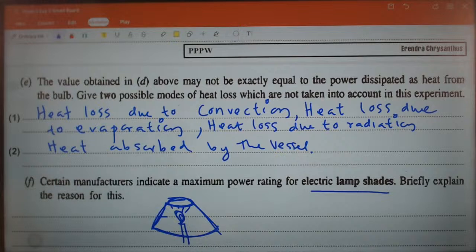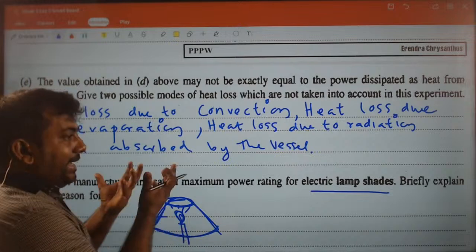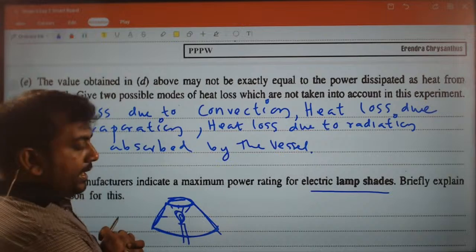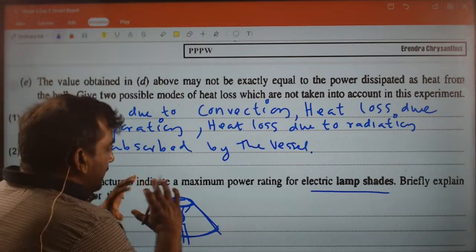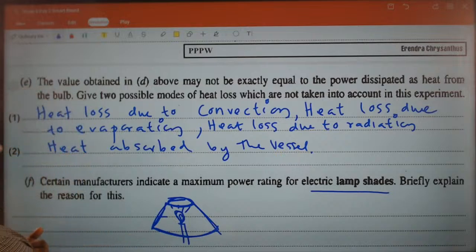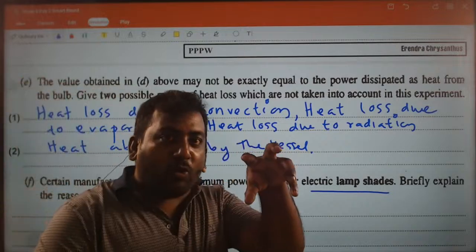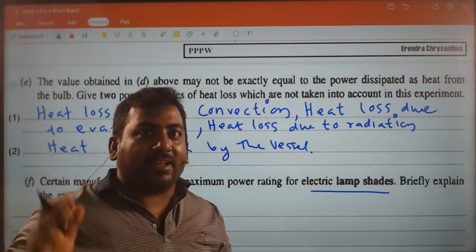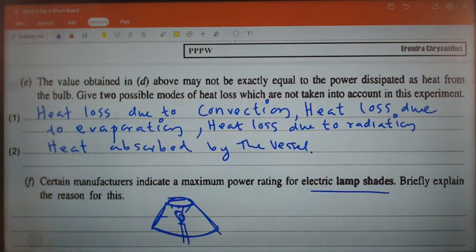The heat given by the bulb will be absorbed by the lampshade. And if the heat is greater than the maximum, the lampshade can burn. Guaranteed in your home, you might have a lampshade which is burnt somewhere. Okay. Right.